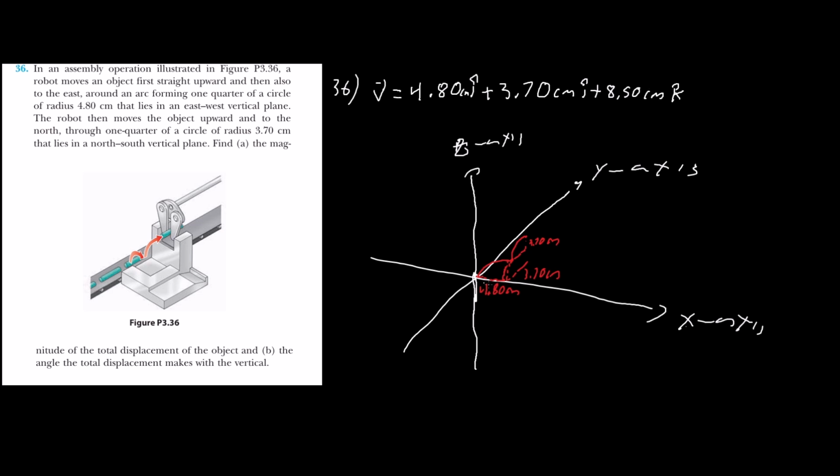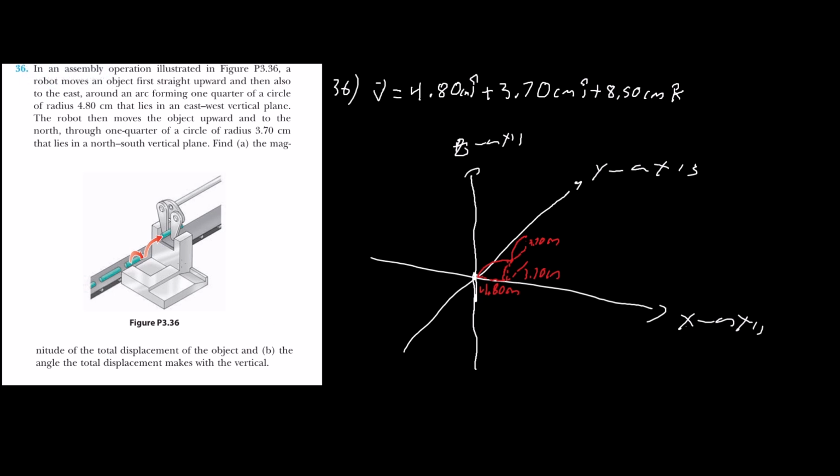This is the overall vector displacement from the origin to where this point is at. So remember, this is going to be from here to that displacement right there. That's going to be 4.80 centimeters. It's going to go up that, and then up a little extra amount, 3.70 centimeters.